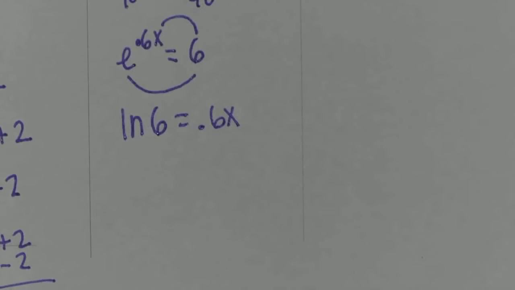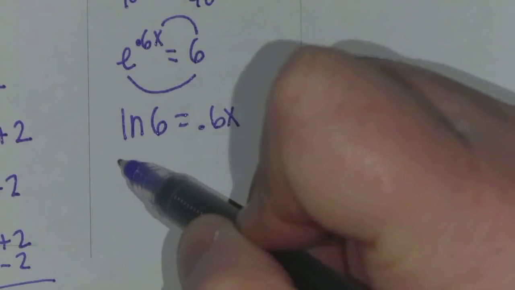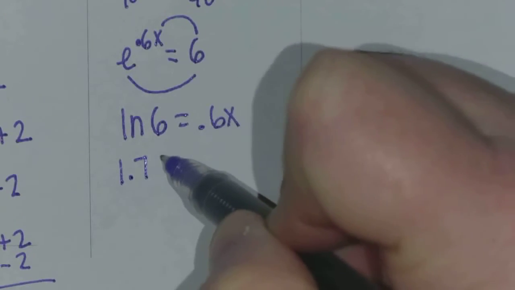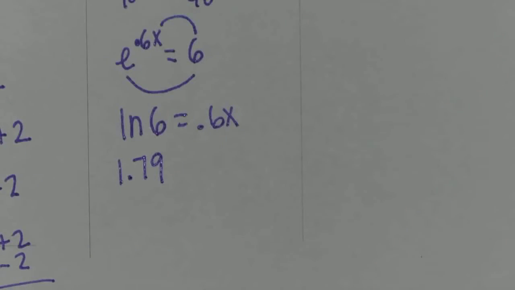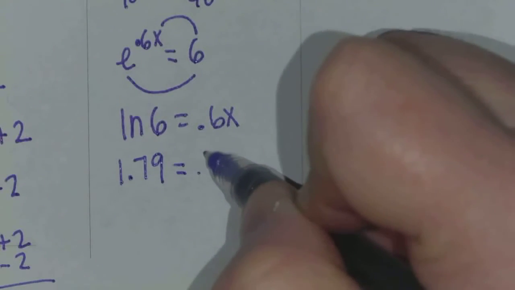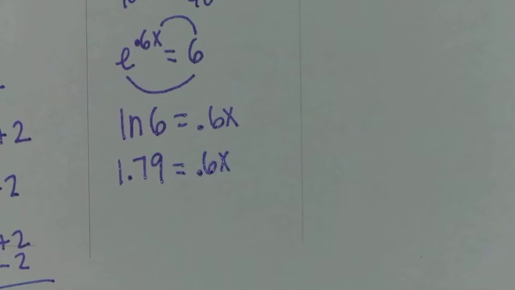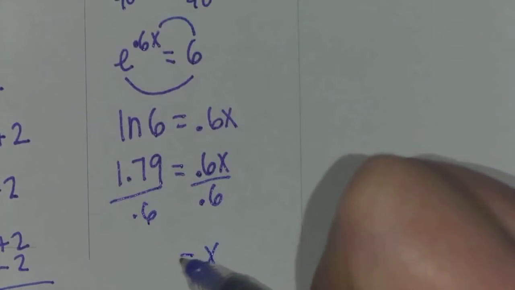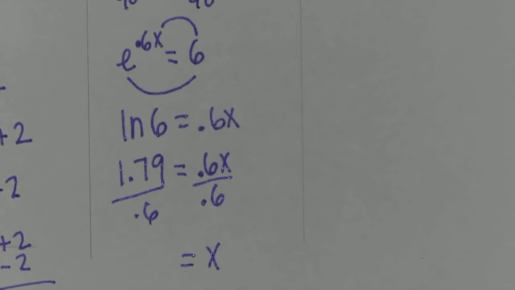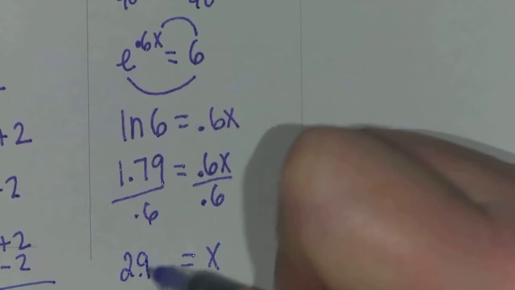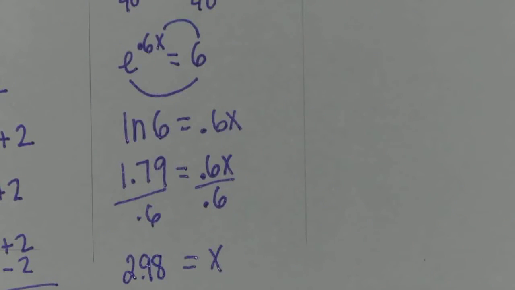So on your calculator, find the ln of 6, round it to 2 decimal places. I got 1.79 equals 0.6x. What's my last step? Divide by that 0.6. And I got 2.98. Do you guys agree with me?